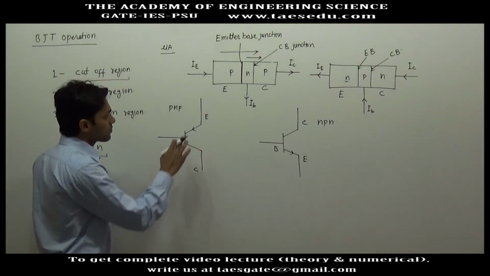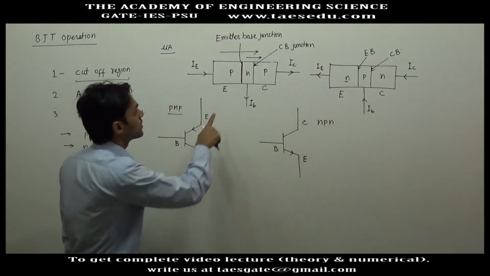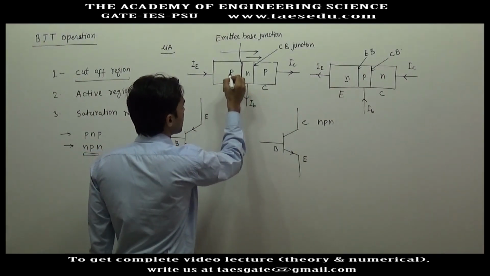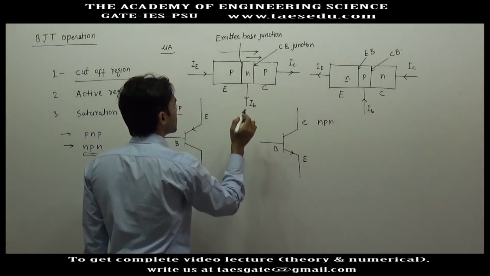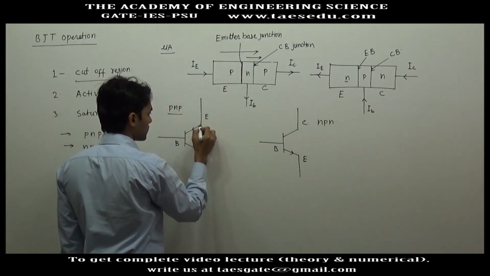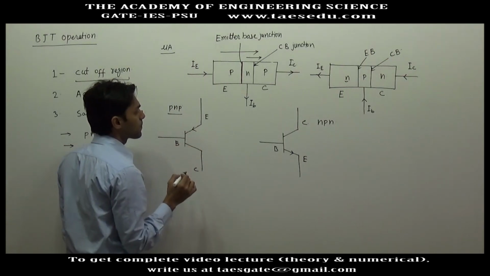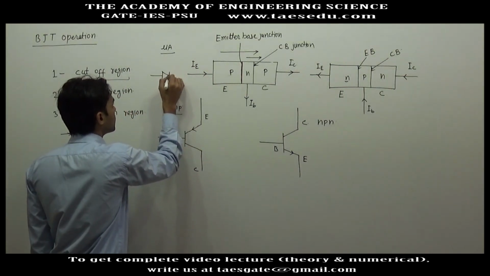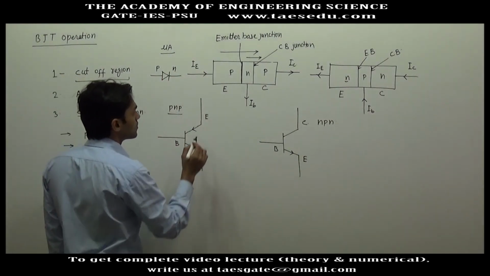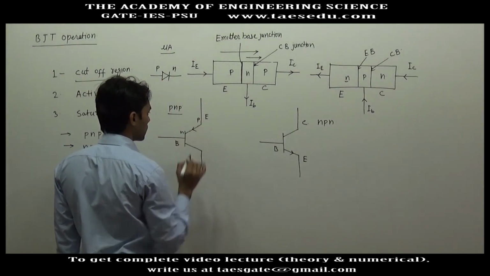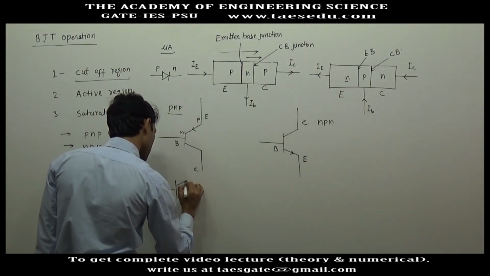Okay, if we talk about emitter base junction in a PNP transistor, here you can see emitter base junction. Emitter is p-type material and base is n-type material. So how can you represent this junction with a diode in the diode model? In a diode, this is p and this is n. So if we represent this junction with a diode, it will look like this.